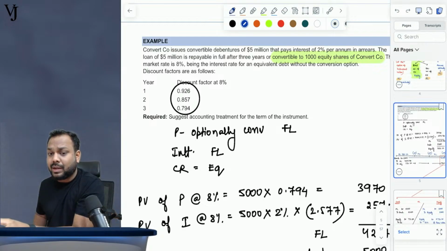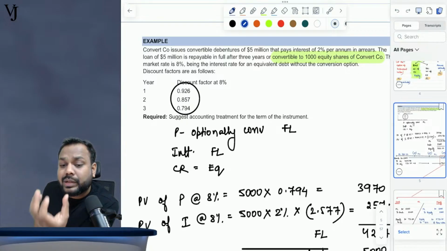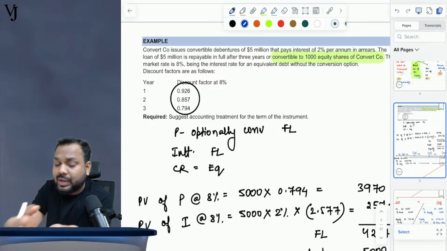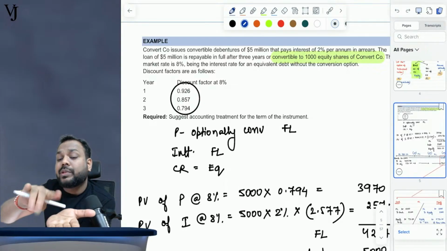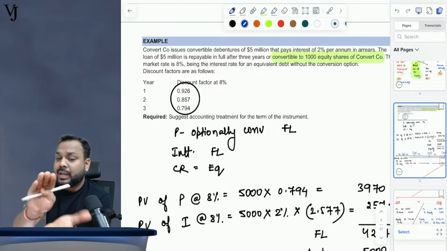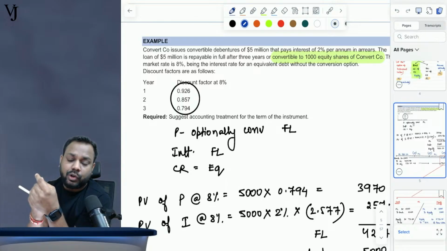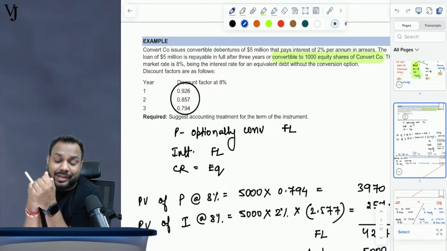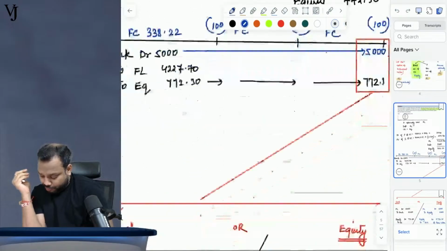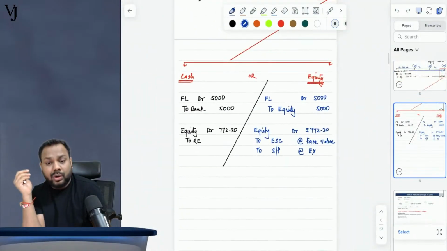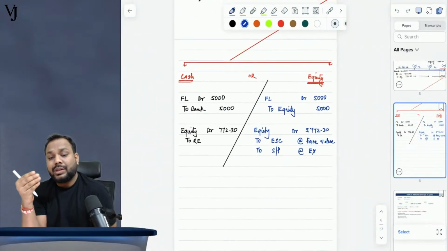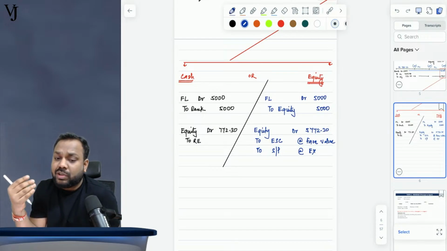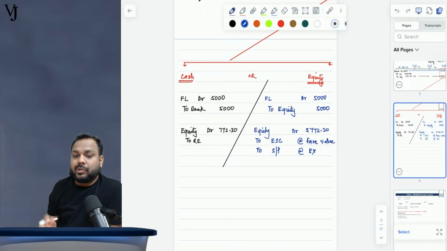On the settlement date, the entity asks the instrument holders, what do you want? You want cash? I will give you cash. You want equity shares? I will give you equity shares, because it was optionally convertible. Now, had this been compulsorily convertible to a fixed number of equity shares, will we give this option to the instrument holders? No. So in that case, we'll simply debit equity and credit equity share capital and securities premium. I believe that is very much clear to all of you now.